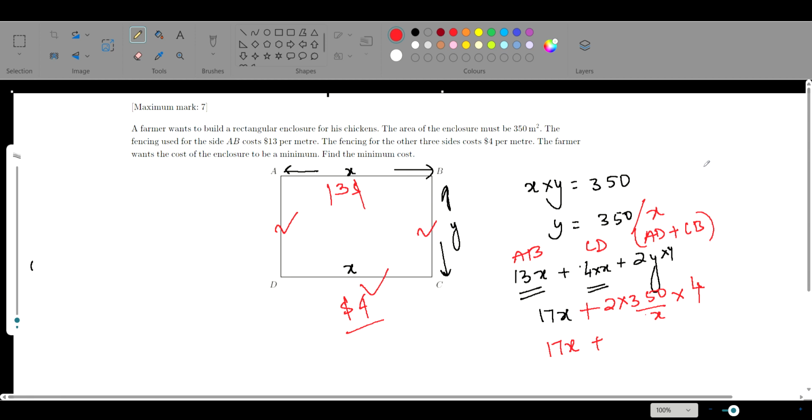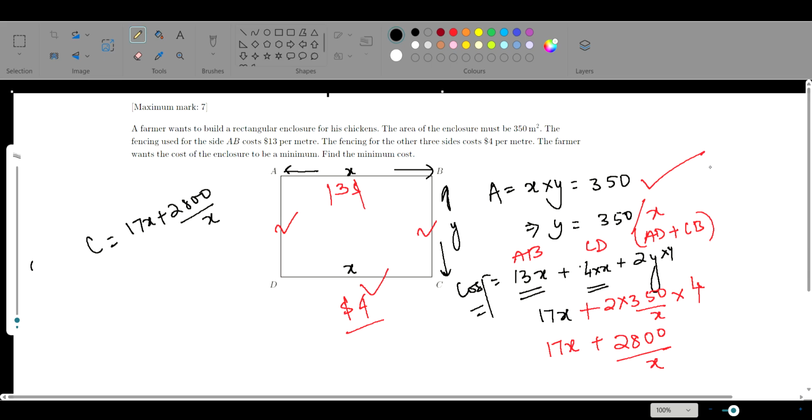So the expression that I'm getting is 17x plus 350 times 2 is 700, 700 times 4. Wait, how did you get the 350? Oh, that's the area. 350 is the area, X times Y, and we get the Y in terms of X, that is 350 upon X. And I substitute that in the cost function. So my cost function is 17x plus 2800 upon x.